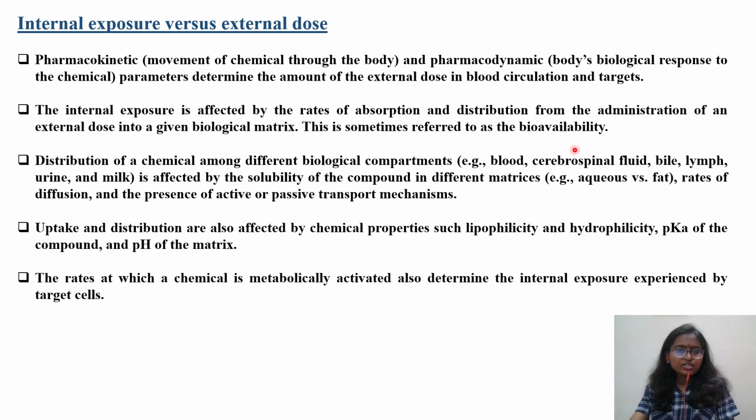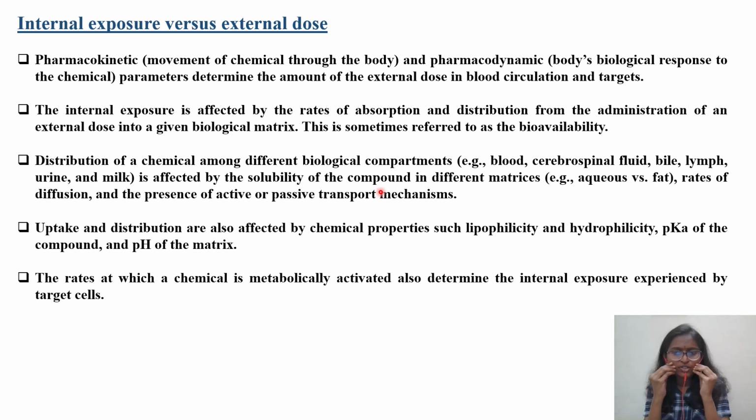Then next we have distribution of a chemical among different biological compartments. What are these biological compartments? Blood, cerebrospinal fluid, bile, lymph, urine, milk. Distribution is affected by the solubility of the compound. This is very, very important.